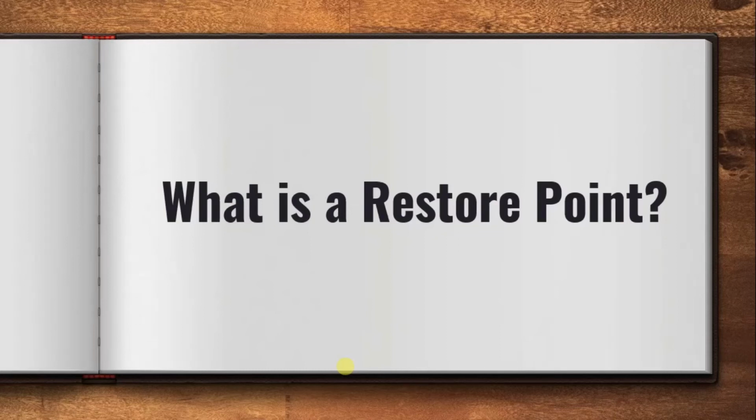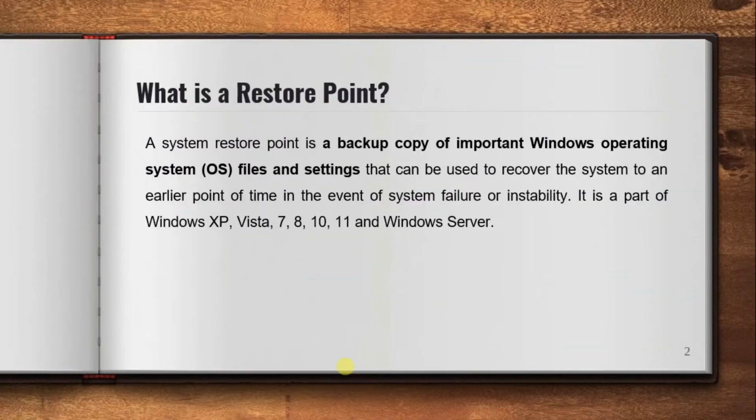Before we dive right in, let's understand what the system restore point is. A system restore point is a backup copy of important Windows operating system files and settings that can be used to recover the system to an earlier point of time in the event of system failure or instability. It is a part of Windows XP, Vista, 7, 8, Windows 10, Windows 11 and Windows Server.